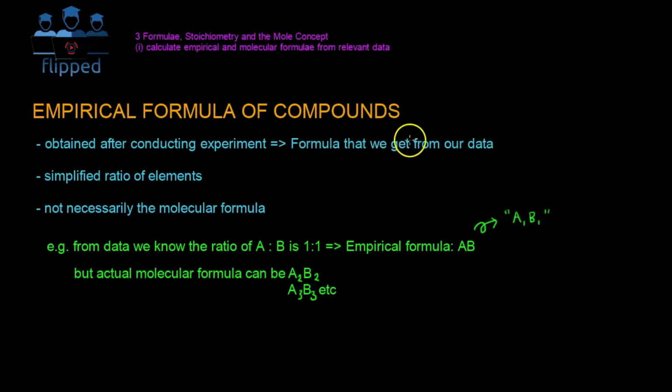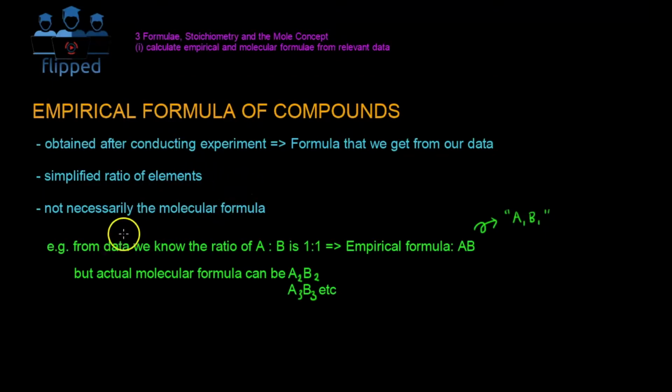Today we are on the empirical formula of compounds, and it's obtained after conducting an experiment. It's the formula that we get from our data. So in exam questions, they will hint to you that this data is gotten from doing an experiment, so you must immediately link it to empirical formula. Empirical formula is a simplified ratio of elements. It's not necessarily the actual molecular formula.